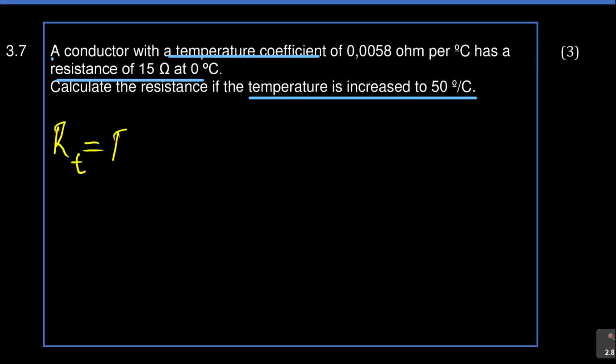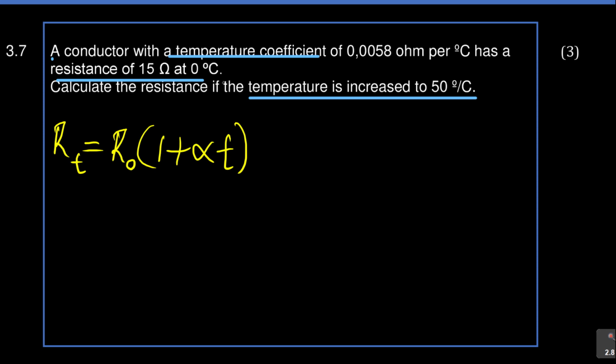R equals R0, which is more like at 0 degrees, times bracket 1 plus alpha T. Sometimes they use change in temperature, but alpha T is fine there. Now I'm just going to work this faster. Why? Because the units are already good for me.